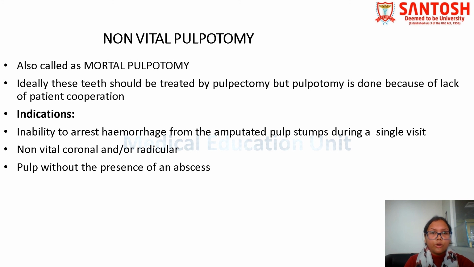Coming on to the non-vital pulpotomy, it is also known as mortal pulpotomy. Ideally, these teeth should be treated by pulpectomy, but pulpotomy is done because of lack of patient cooperation. Basically, the indication is inability to arrest hemorrhage from the amputated pulp stumps during a single visit, non-vital coronal or radicular pulp, or pulp without the presence of abscess. So basically all the indications are those of pulpectomy except for pulp without the presence of an abscess.